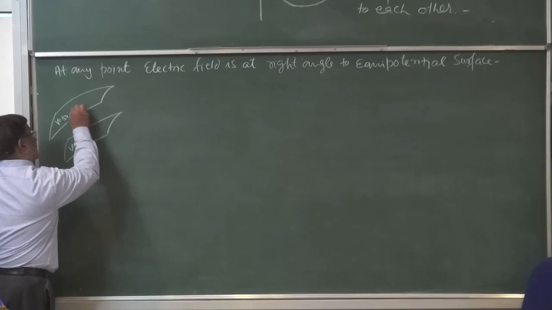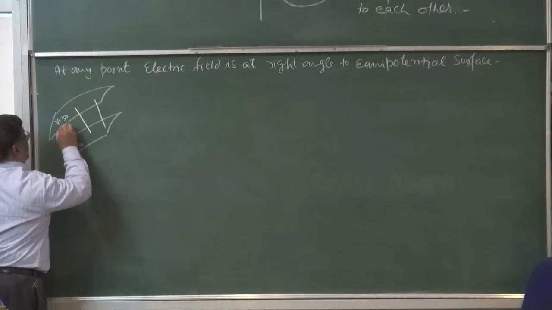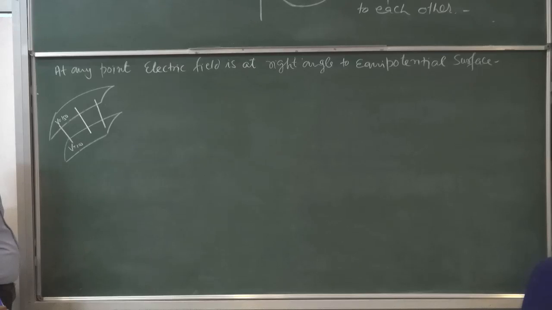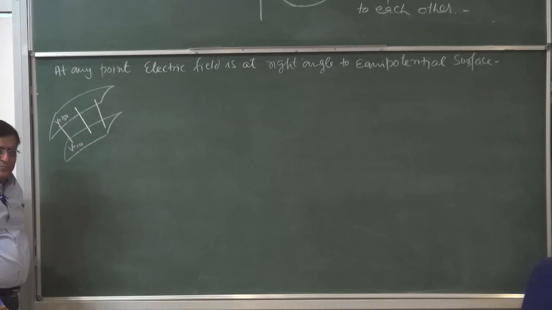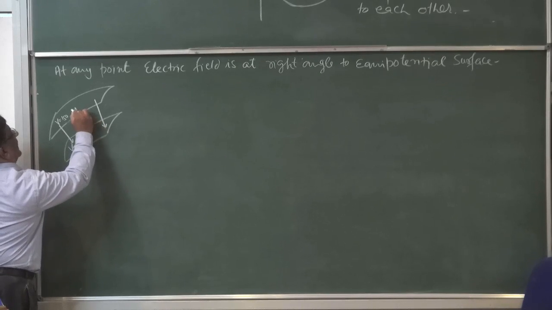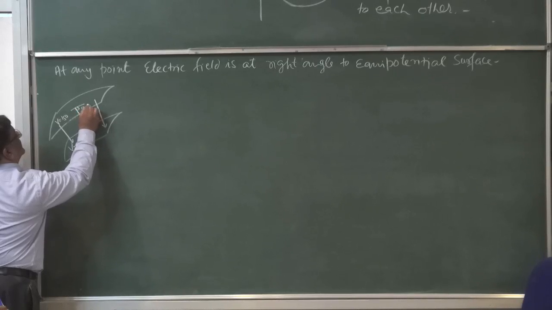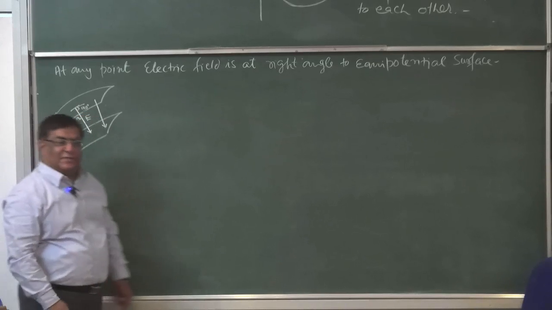So here to here we draw this line. This is the direction of electric field. Where should I put the arrow? Upward or downward? Downward. Why? Very good. The potential decreases along E. So here high potential, low potential. So this is E. And how much is this angle? 90 degree. This is the relation between the two.